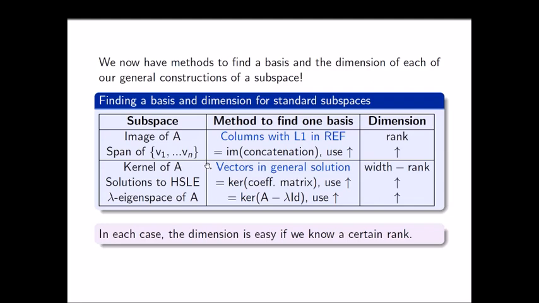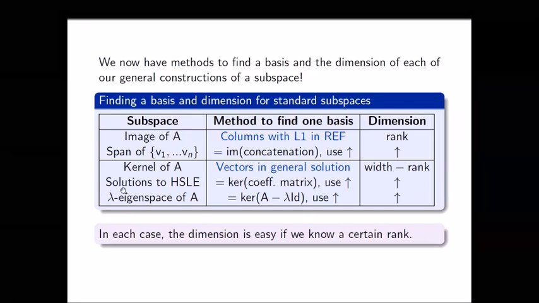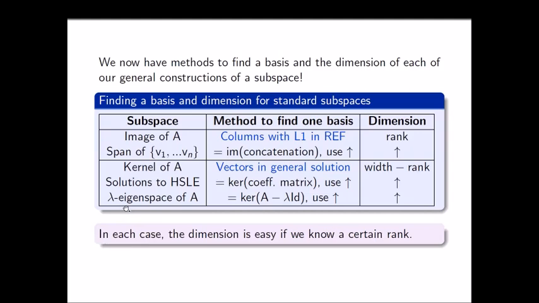We basically write the matrix in a homogeneous linear system. We write the general solution, use the linear combination, and pick out those vectors, and that gives us a basis. And the dimension of the kernel of A, as per our discussion, is the width of A minus the rank of A. Now, solutions to homogeneous linear systems and lambda eigenspaces of A are similar to finding a basis for the kernel of a matrix A.